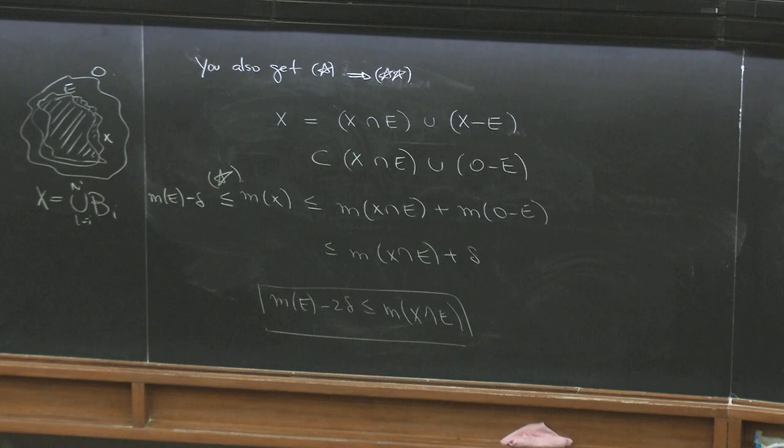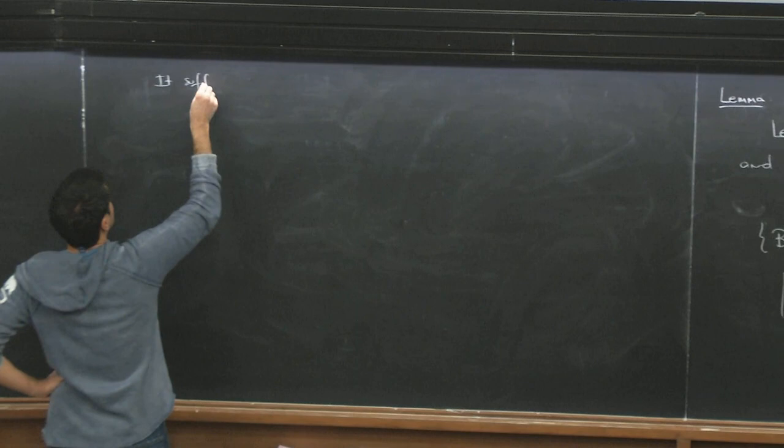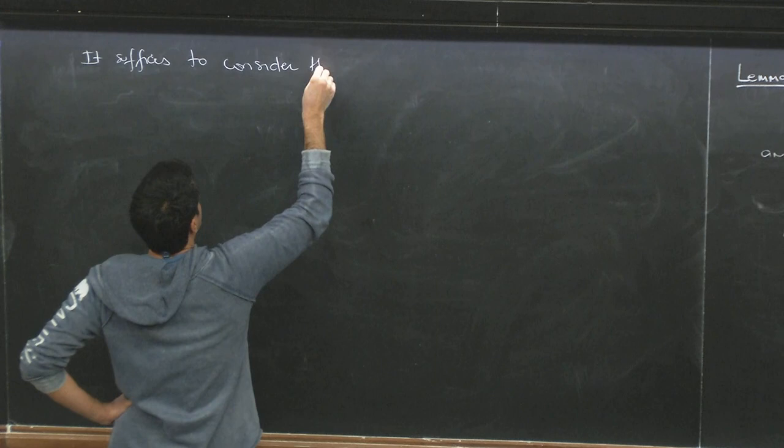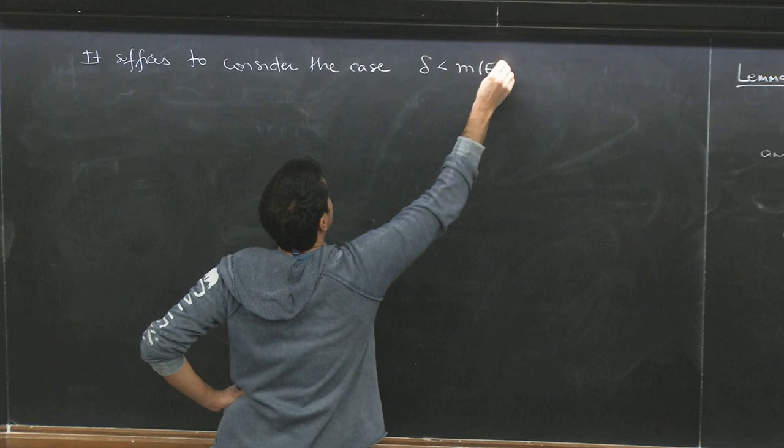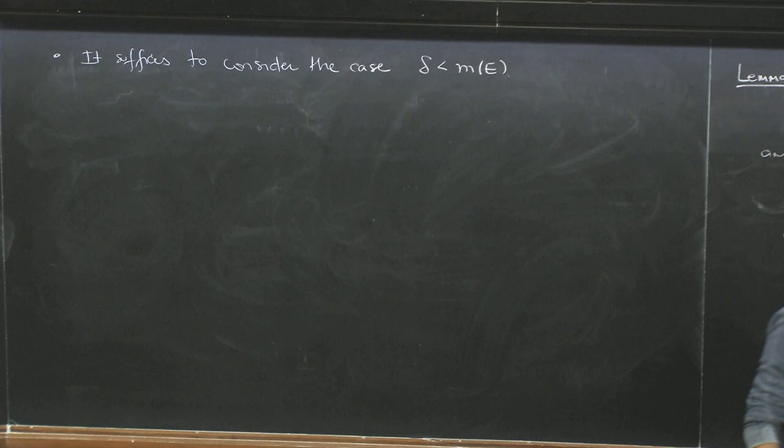Okay, so it suffices to consider the case delta less than the measure of E, right? Because if delta is not less than the measure of E, then there's nothing to do.